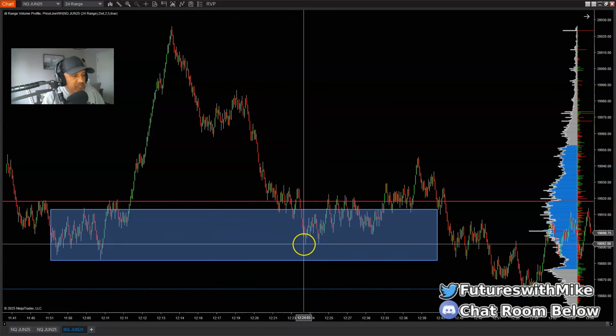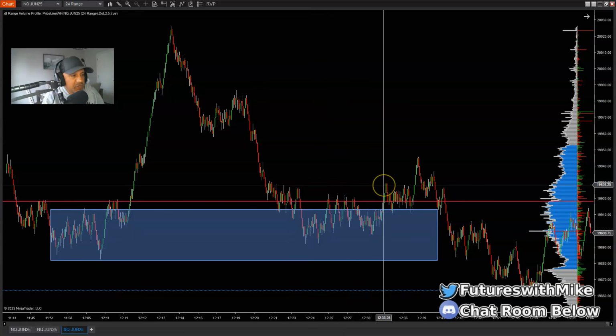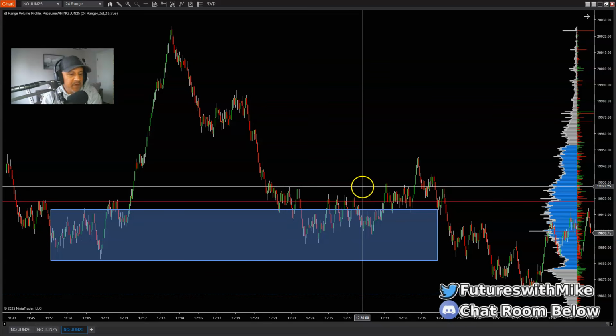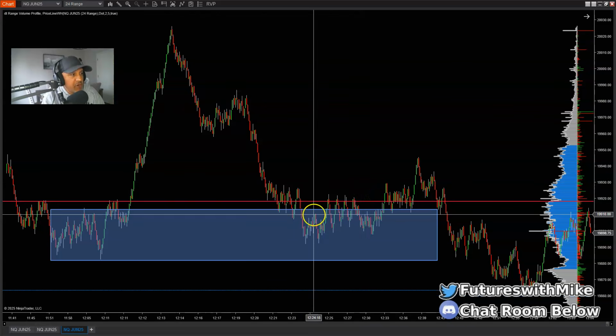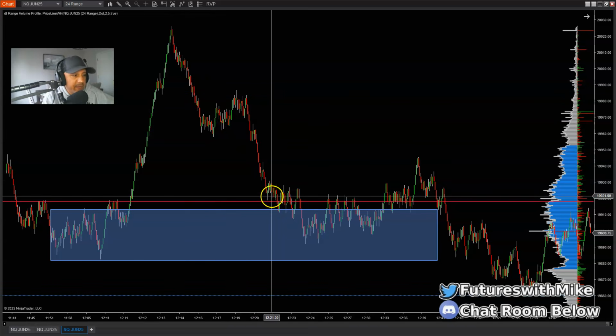So now we're breaking structure to the upside. Push up, pull back, break structure, pull back, break structure again on the 24 range. Now, that's what I'm looking for, a shift of direction in the market on this chart, because on the lower base entry chart we're bearish, but again, we're bullish on the higher base chart.